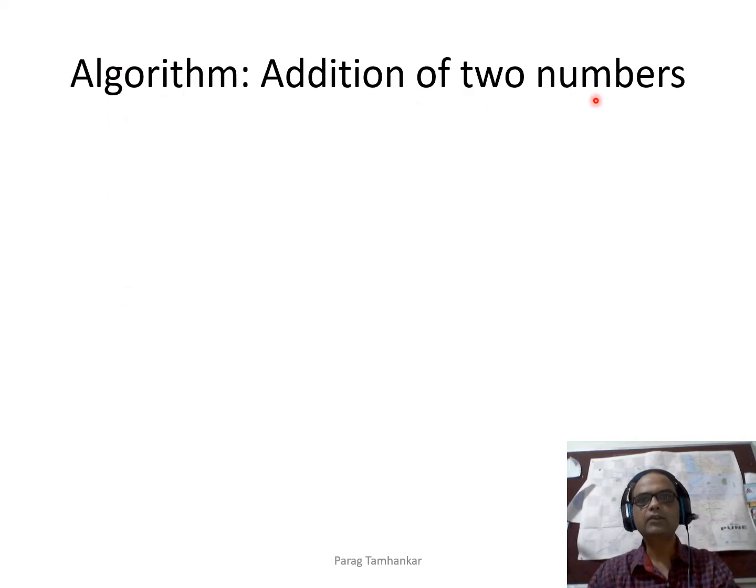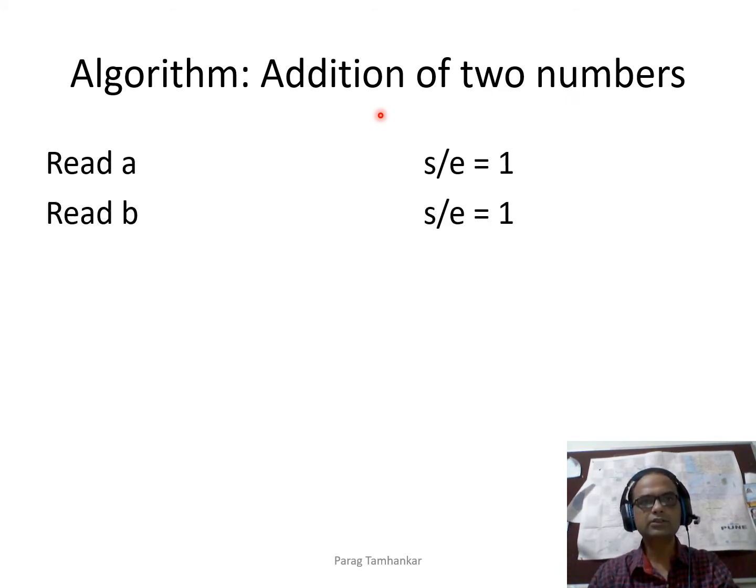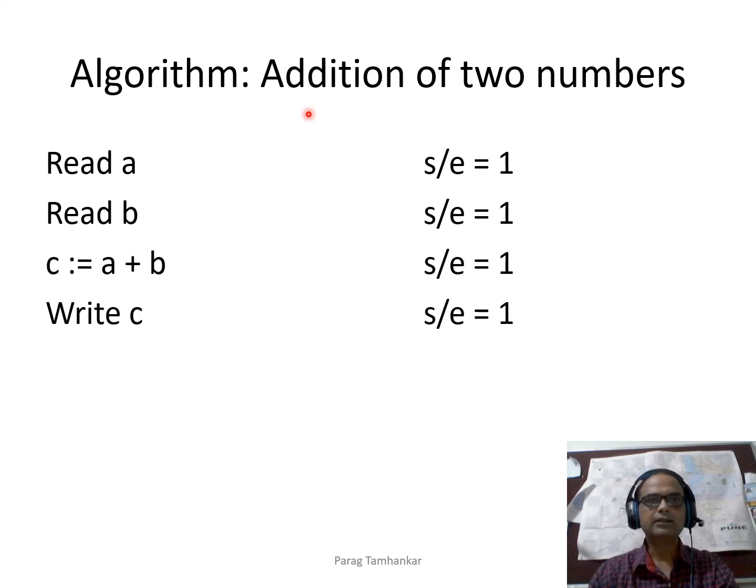Let's see an algorithm for addition of two numbers. We are going to take two numbers as input from the user, perform the addition and print the result. So what will be those instructions? You read the first number, you read the second number, you perform the addition, put the result into a third variable and print the value of that variable.